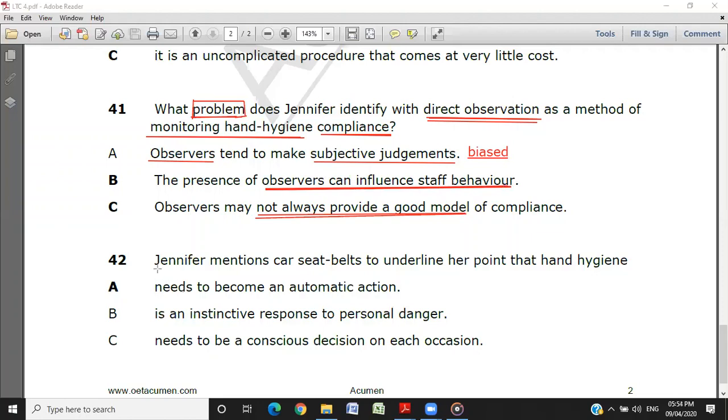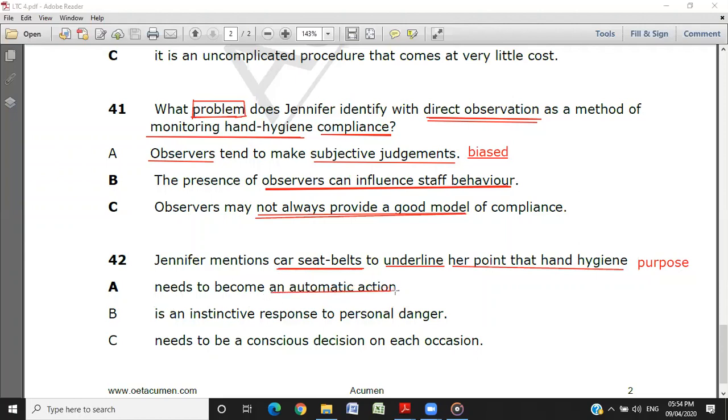Look at the next question. Jennifer mentions car seat belts. To underline means to highlight her point that. So this is also a purpose question. Because her main topic here is hand hygiene, but she is using the example of car seat belt. And you have to find out what point she is trying to make while she compares car seat belts with the hand hygiene. So should it become an automatic action?